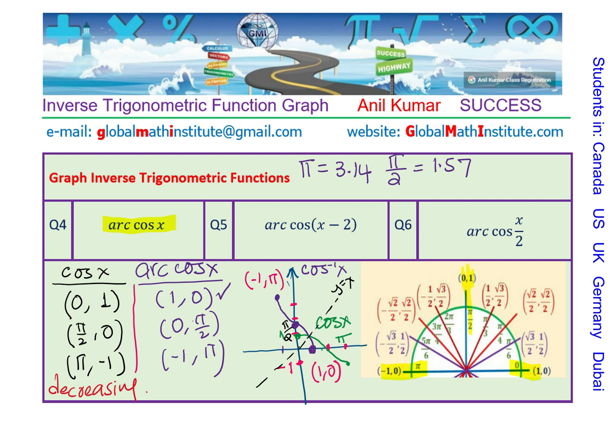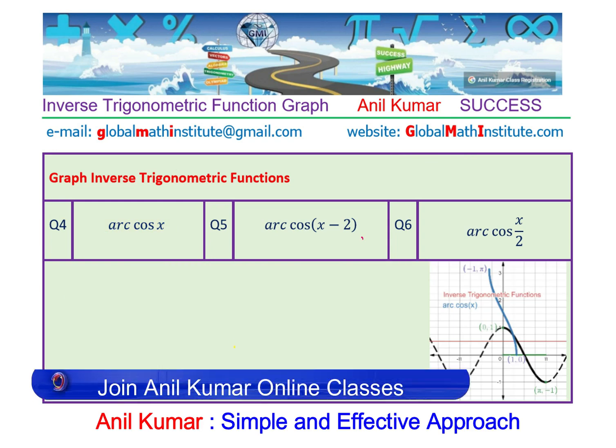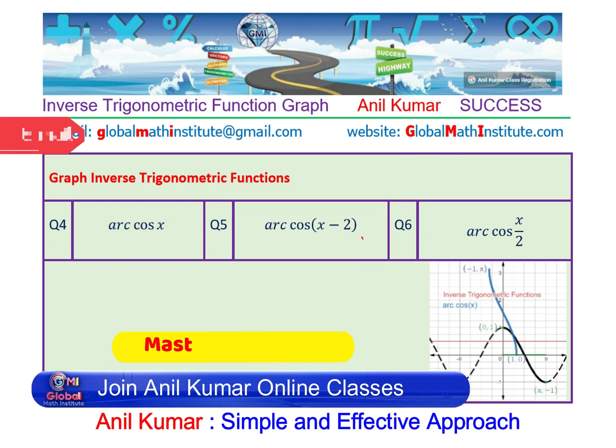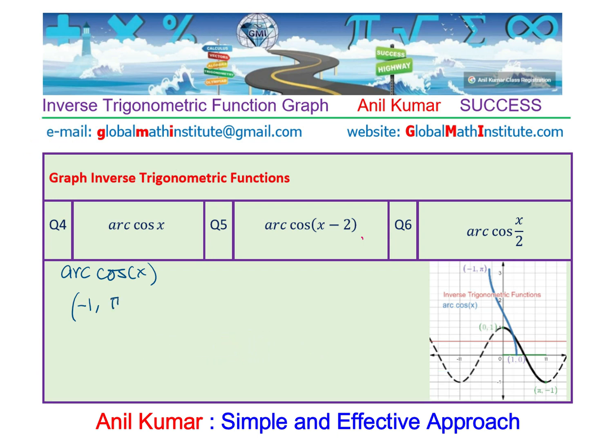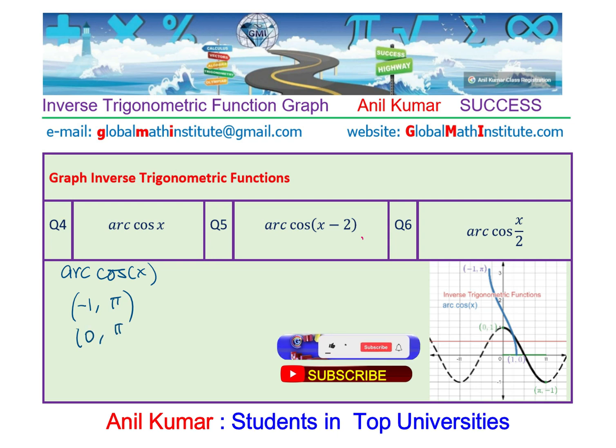Now let's do part B, right? So let's rewrite the values for arc cos x. At minus 1 we have the value of pi, then at 0 we have pi by 2, and at 1 we have 0, correct?